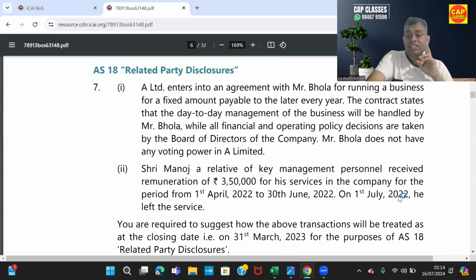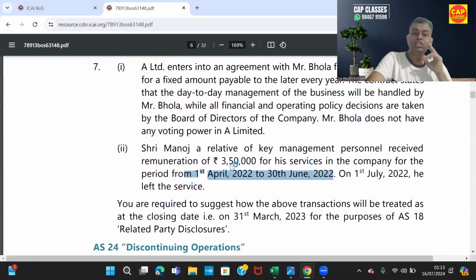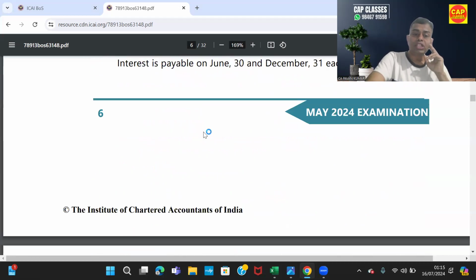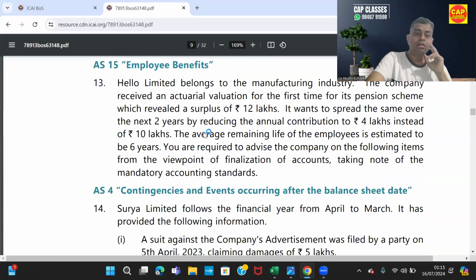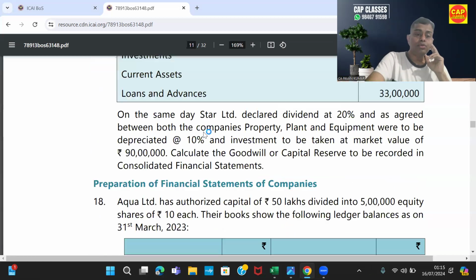On July 1st, 2022, he left the service. But during this period, whatever you have received, that 3,50,000, that is a related party transaction that is to be disclosed. That's all. So this is the answer for 7.1 and 7.2. So shall we see the answer?